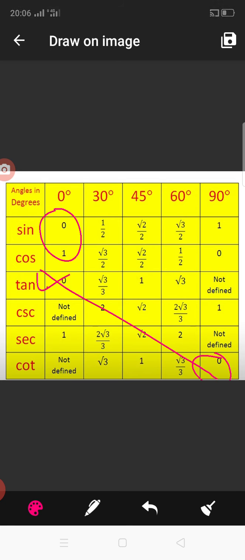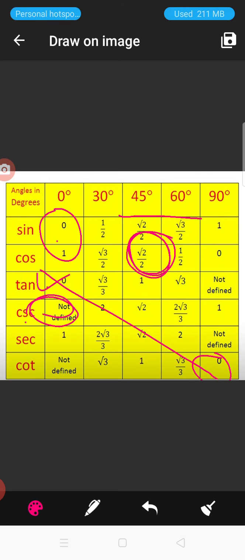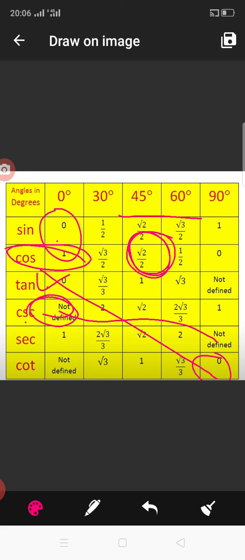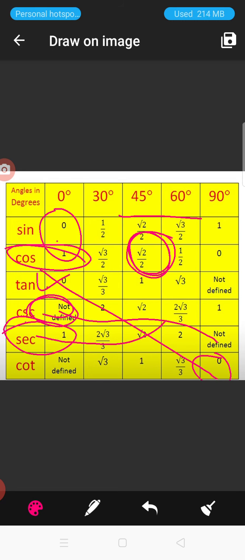Now, when you want cosec, then some number upon 0 is not defined. Anything upon 0 cannot be defined. Therefore, this is not defined. If cosec is not defined for 0 degrees, then the same is for sec of 90 degrees. If cos 0 is 1, then sec 0 is also 1. Therefore, cosec 90 is also 1.